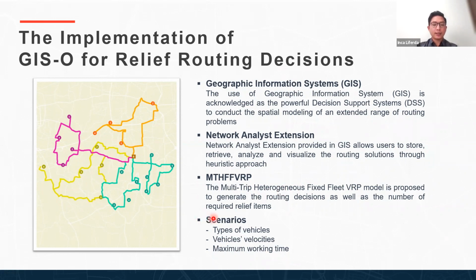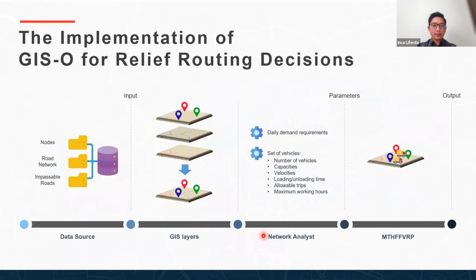And then there are a number of scenarios, the types of vehicles, and the vehicle velocities. We can also set in the GIS the speeds of the vehicles and the maximum working time. There are a number of settings that we are allowed to determine in the VRP in the GIS. I will show you later. These are the methods for this research.